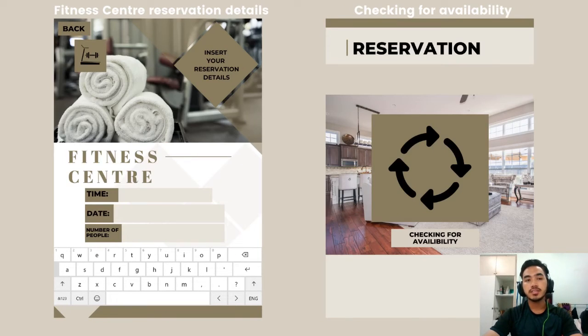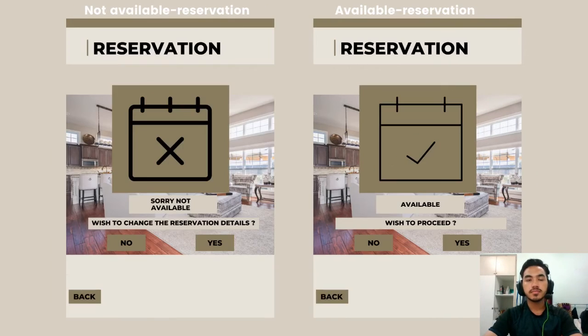In this slide, there is a fitness center reservation details, checking for availability. This is for the machine's processors, and this one is also for the customer to key in the details whenever they want to reserve the fitness center. For this one, there are not available reservation and available reservation, so over here.